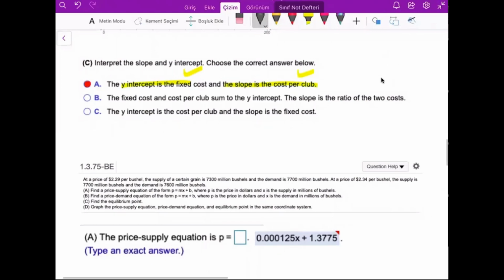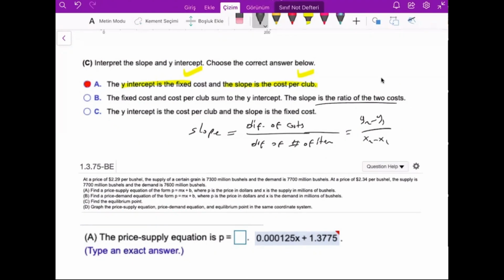Okay, maybe I should write something here. Slope: difference of two costs over the difference of the number of items. This is y2 minus y1 over x2 minus x1. So this sentence is also wrong. This is also wrong. The y-intercept is the cost per club and the slope is the fixed cost. This is vice versa, so this is not the correct answer either.